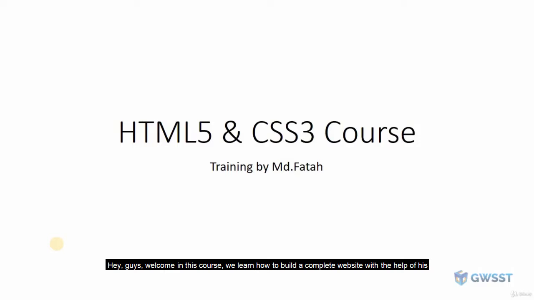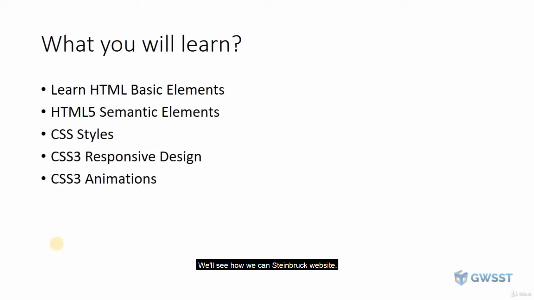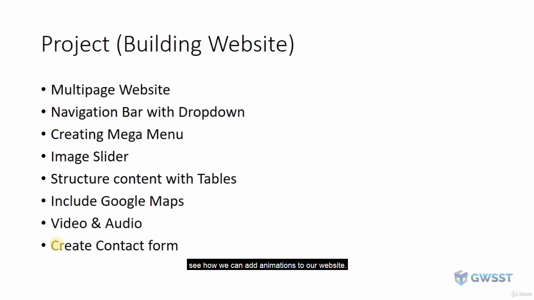Hey guys, welcome. In this course, we'll learn how to build a complete website with the help of HTML5 and CSS3. You'll learn some of the basic elements of HTML, and we'll also learn some of the semantic elements of HTML5. With the help of CSS, we'll see how we can style our website. And with the help of CSS3, we'll see how to build a responsive design for our website, and also we'll see how we can add animations to our website.